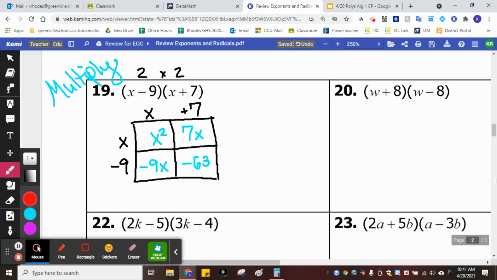And when you go to write your answer, again, keep it in standard form. Highest exponent goes first. And our answer when we multiply is on the inside. Don't get that confused with factoring. When we factor, our answer's on the outside. So when we multiply, our answer's on the inside. So here's our answer. We just have to simplify it and write it in standard form. So standard form, highest exponent.